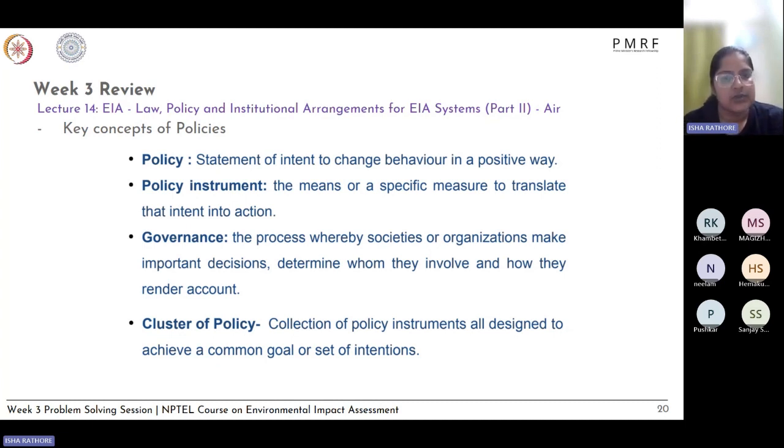Then governance is the process where societies or organizations make important decisions and determine whom they're going to involve and how they're going to render account. So how the decision-making is going to happen, how different societies, organizations and agencies are going to be involved, and how they are going to be held accountable if something does not go as per the plan. And then cluster of policy is a collection of policy instruments which are all designed to achieve a common goal or a set of intentions. So these are the basic definitions of policies.